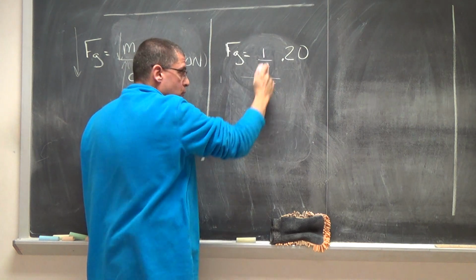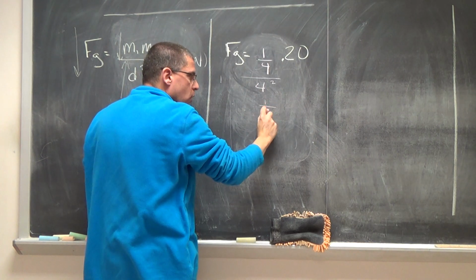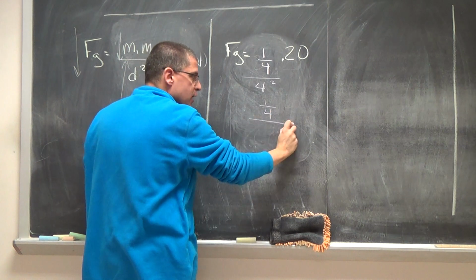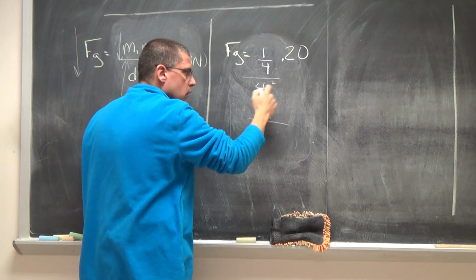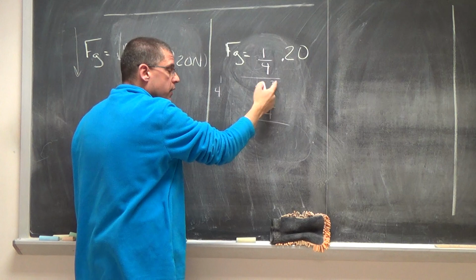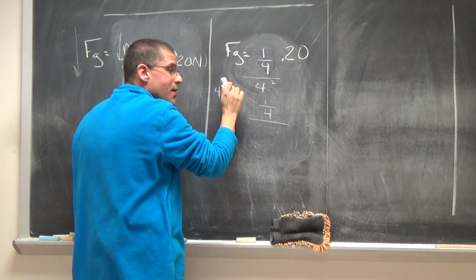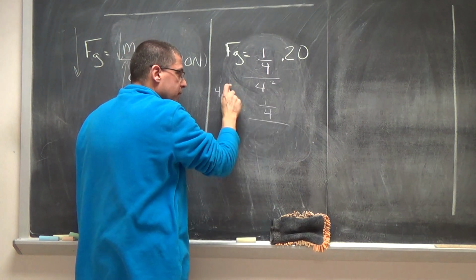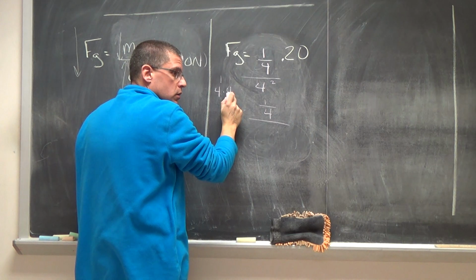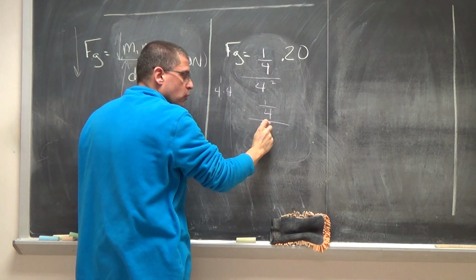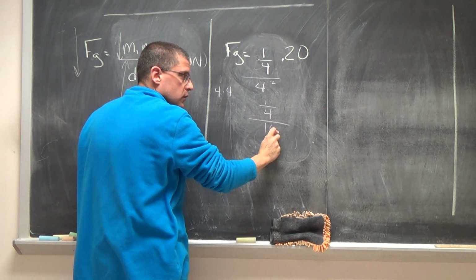So now, here's step one, step two. We're going to rewrite 1/4 divided by, what's 4 squared? 4 squared is not 4 times 2. No way. 4 squared means 4 times 4. So 4 squared is 16.